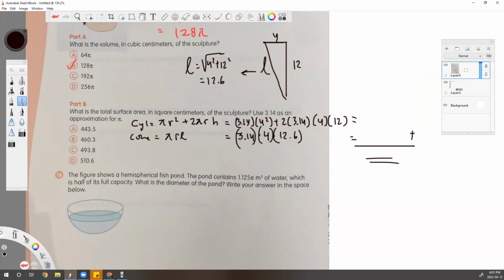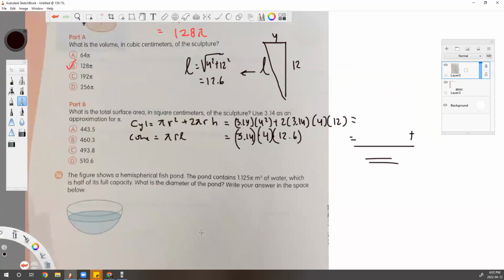Okay. The figure shows a hemispherical fish pond. The pond contains 1,125 pi meter cube of water, which is half of its full. What is the diameter of the pond? So you need to find the volume of the pond first. I don't want to calculate the volume of the water. It is half full. So the volume of the pond is twice of 1.125 pi.